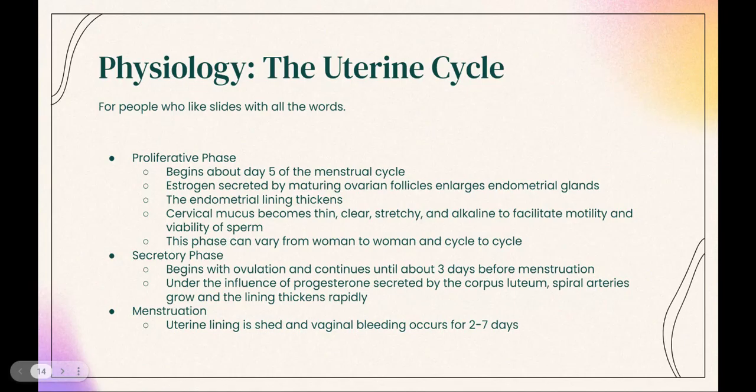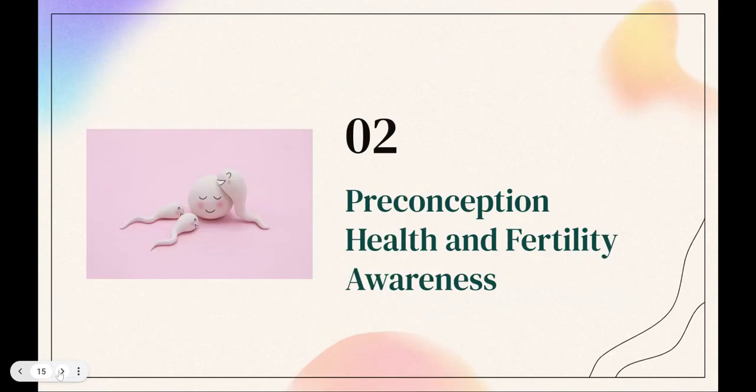The proliferative phase kind of goes with the follicular phase. It varies from woman to woman and cycle to cycle. And the secretory phase begins with ovulation and continues till about 3 days before menstruation. This is when the uterus grows its lining. When the supply of progesterone drops off, the uterine lining is shed and vaginal bleeding occurs, and the whole thing starts all over again. Okay, we're going to take a break here.